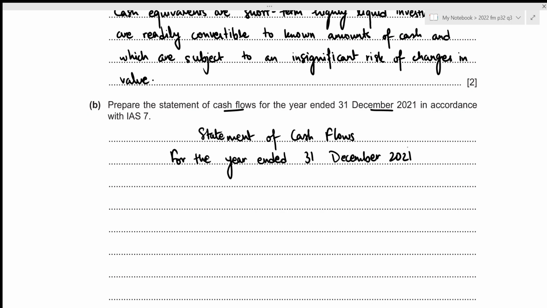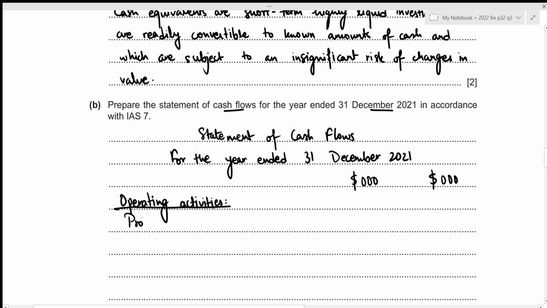So let's start with our operating activities. And we were given the amounts in thousands, so we can do that here as well. Okay, we'll start with our operating activities. And we always start with profit from operations.